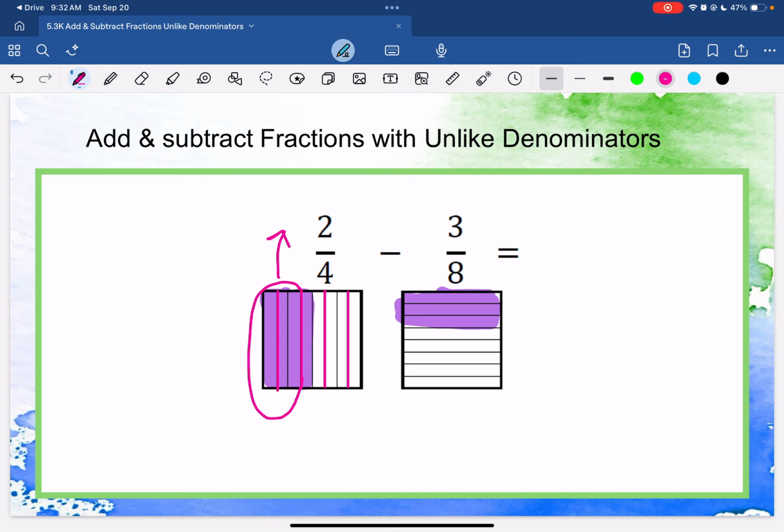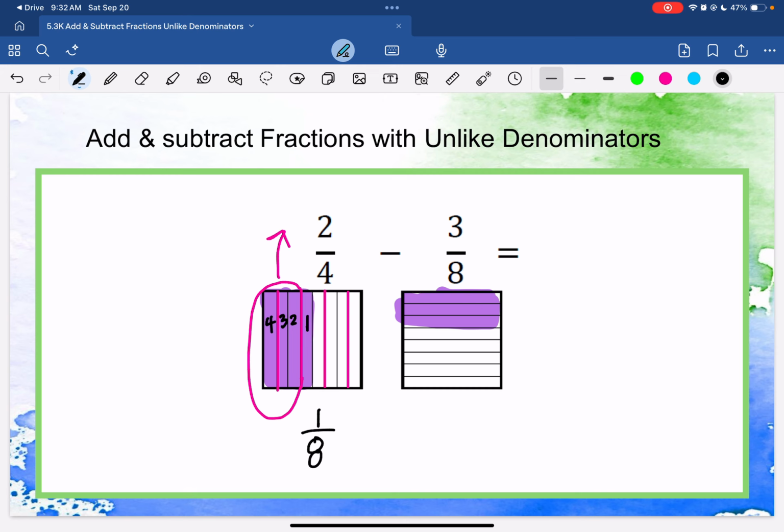Those are gone. What am I left with? There's 1, 2, 3, 4. I did that on purpose. I took away 3 of them, which is 2, 3, 4. I left 1. 1 out of 8.